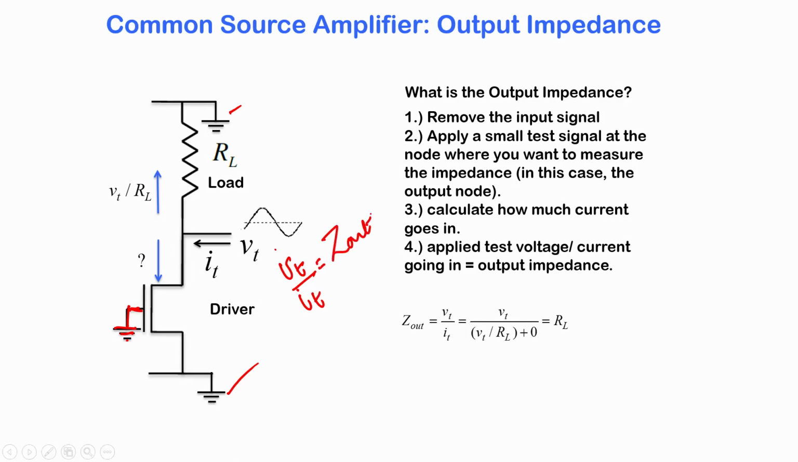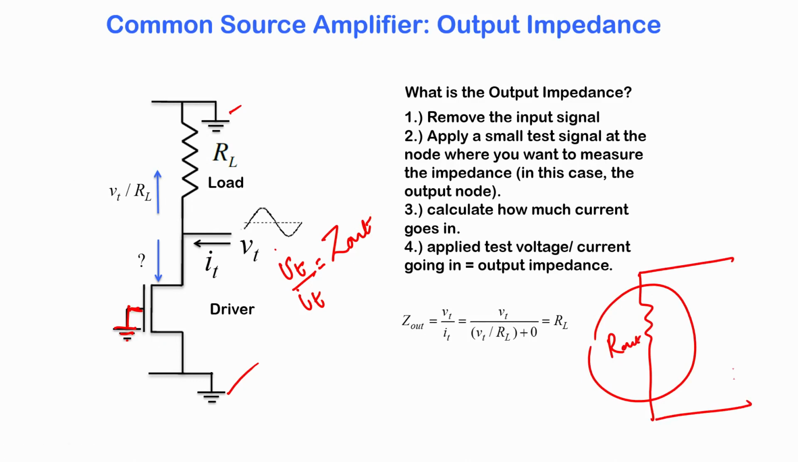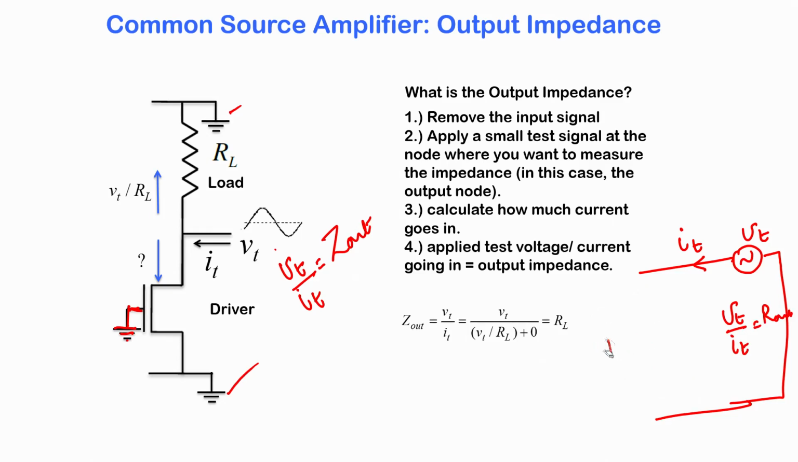Because if I were to put this entire circuit in a black box and say it has some output impedance, we cannot see inside this black box, but we are going to apply a test voltage here, send a test current here, and this ratio is going to be my R out. So, let us see what the currents are.